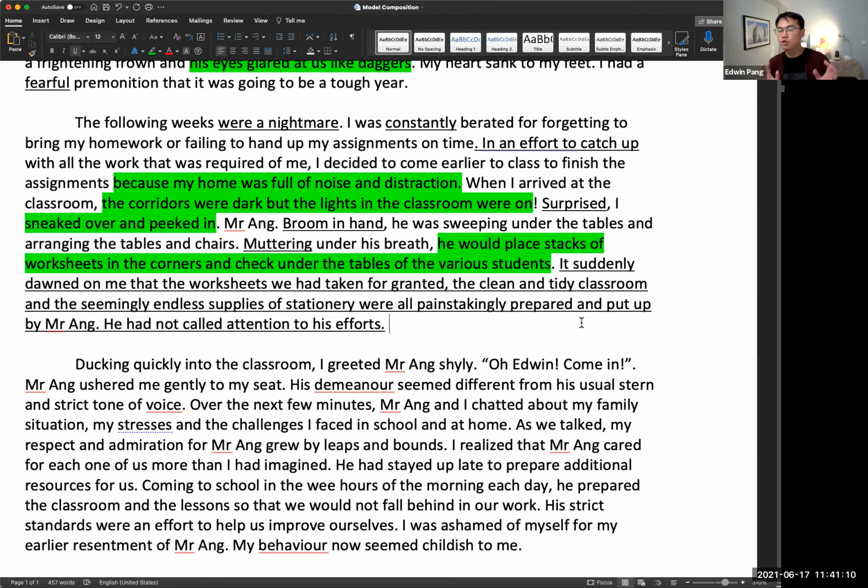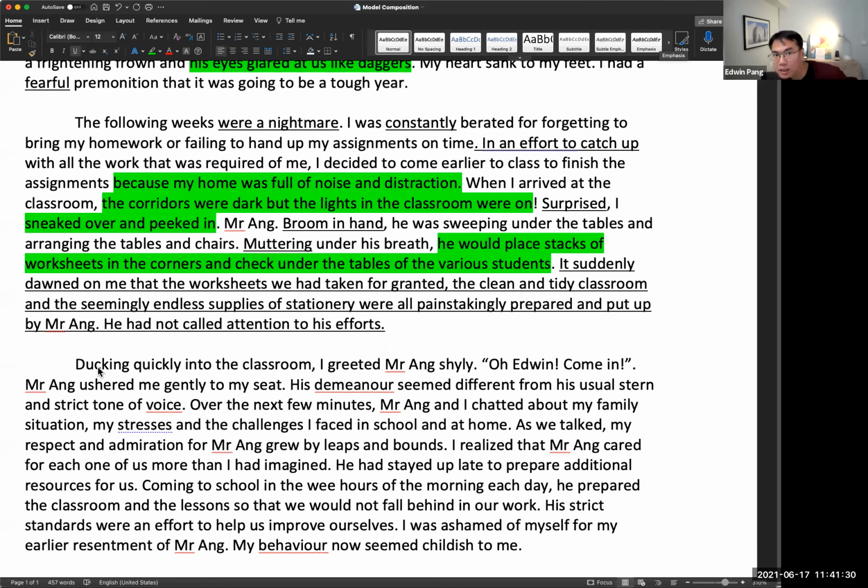So again, I'm using all of this to construct a story that has something quite special about it. It's not just your normal teacher, not just your normal student, not just your normal classroom. There's something special about this. That's why I'm writing this story. Then again, ducking quickly.